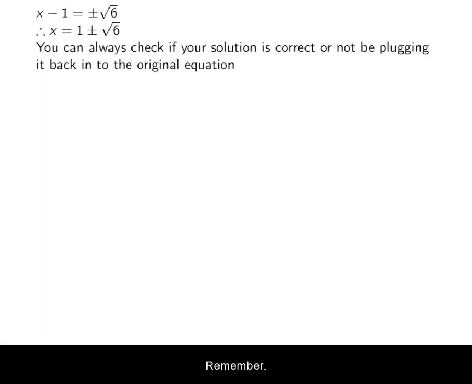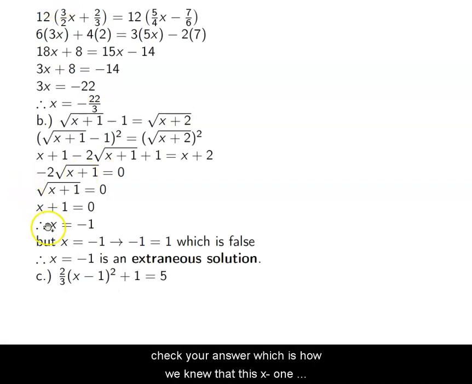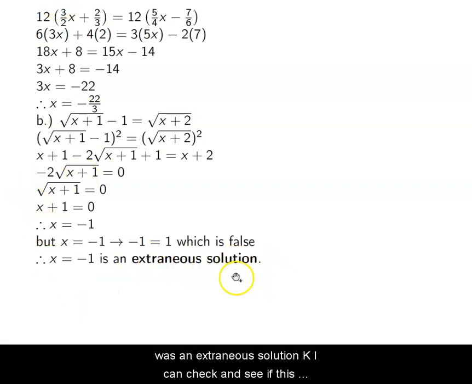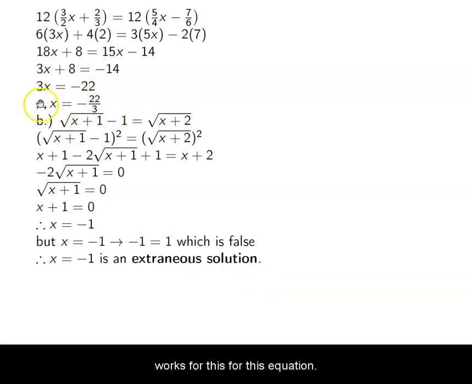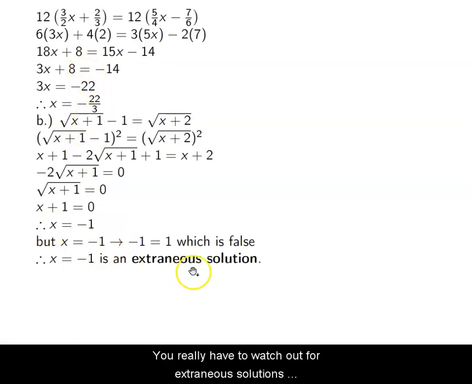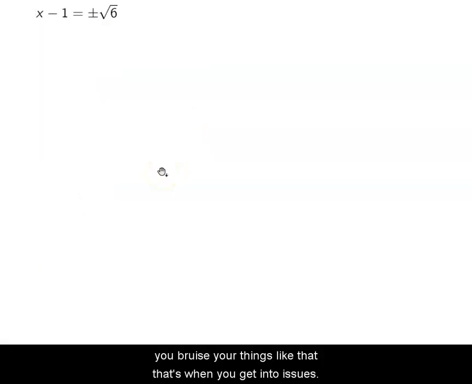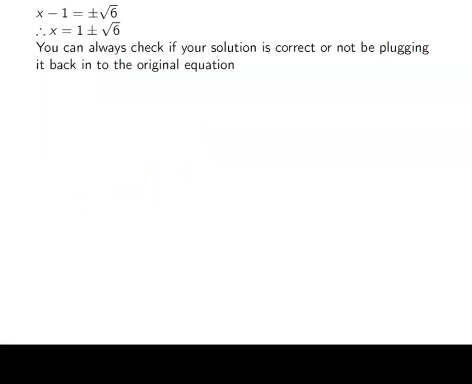Okay. So remember, when you are working with equations, you can always check your answer, which is how we knew that this x minus 1 was an extraneous solution. I can check and see if this works for this equation, which it does. You really have to watch out for extraneous solutions when you're dealing with things like square roots or cube roots or things like that. That's when you get into issues. But we can always plug x back into the equation and figure out whether we did something wrong or not.